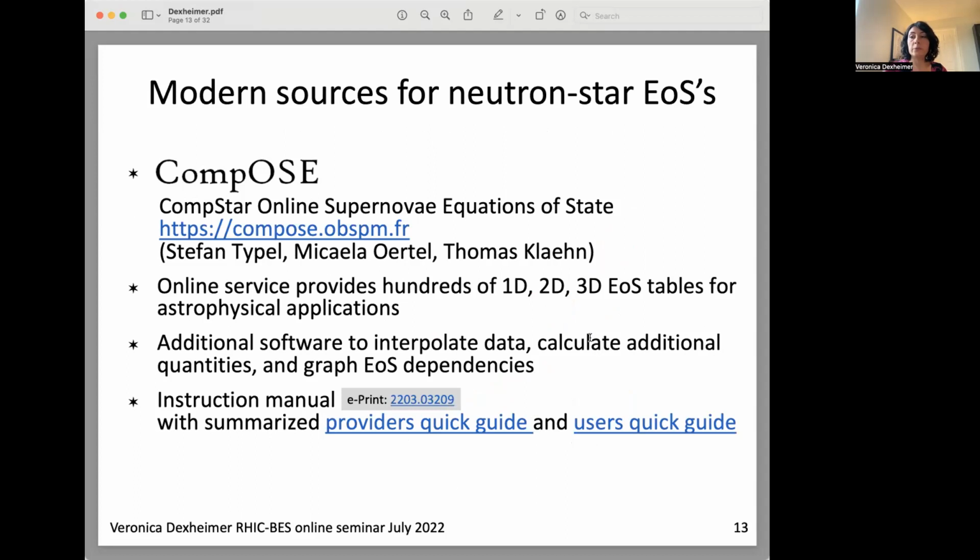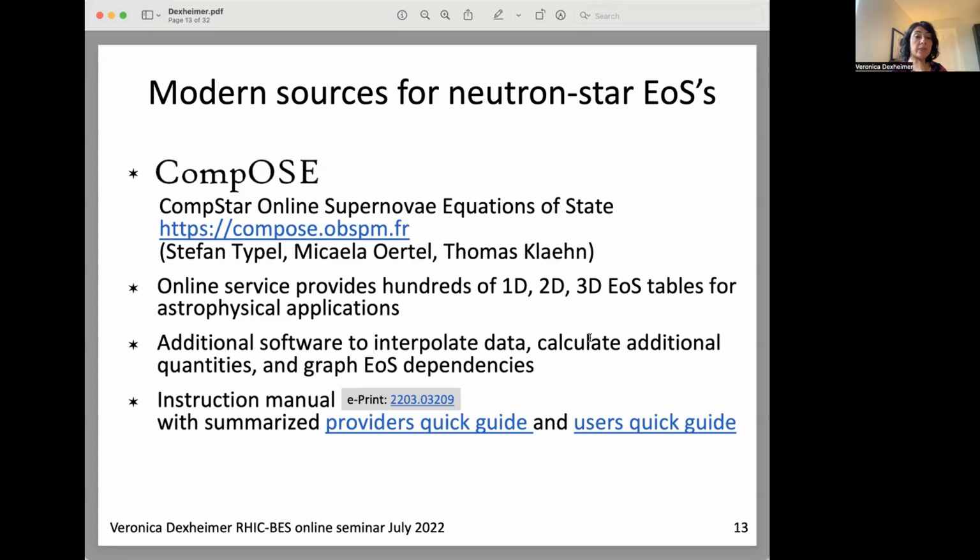So then I switched to modern sources for neutron star equations of state. At least that I know of, there are a few repositories for equations of state. But the CompOSE one is the largest, which right now has hundreds of equations of state for astrophysical purposes. This was created within the CompStar collaboration and was put together by Stefan, Michaela, and Thomas a while ago, when I was a PhD student. And it provides multidimensional equations of state at zero and finite temperature that can be used for simulations.